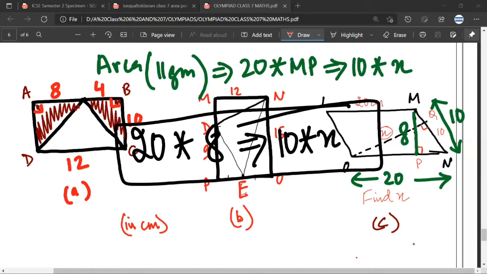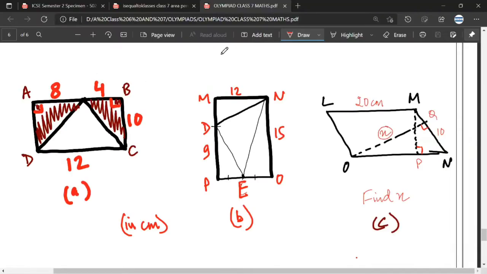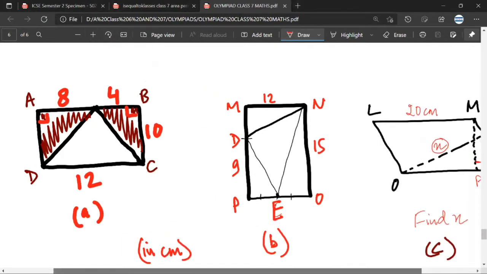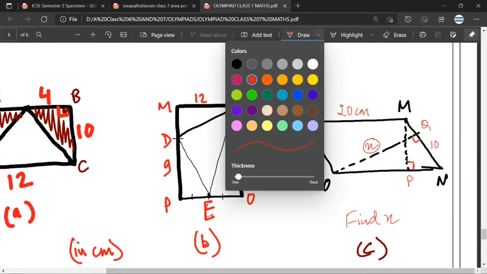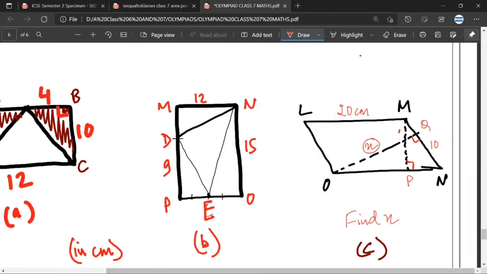Sir, I didn't understand. Okay, which part you didn't understand? The MP one. See, in the textbook, they have given the height to be 8. Sarthak, is it correct? This MP is given to be 8. Have you understood now? Yes, sir.